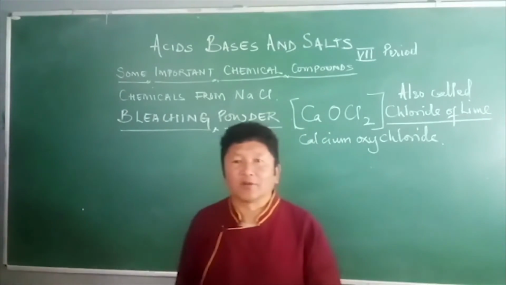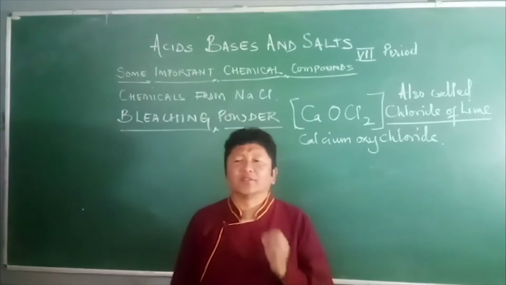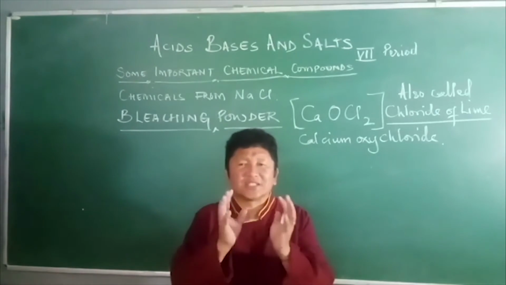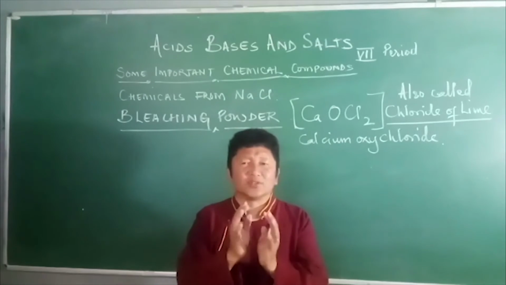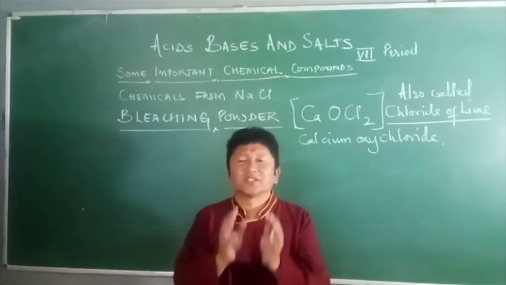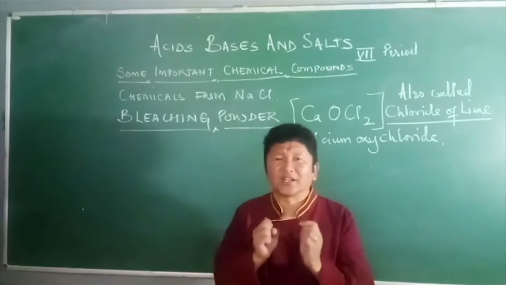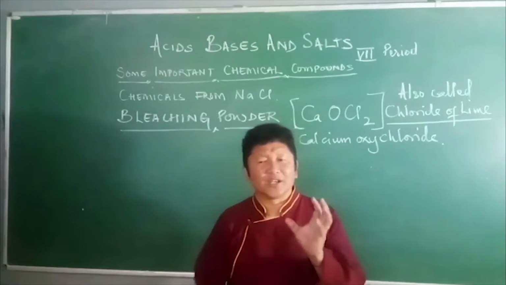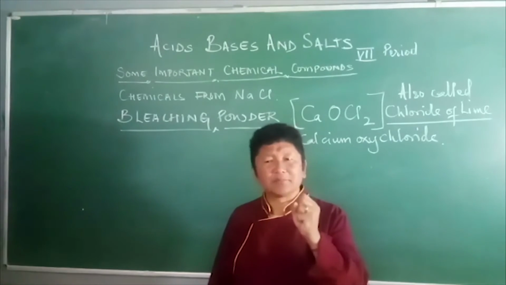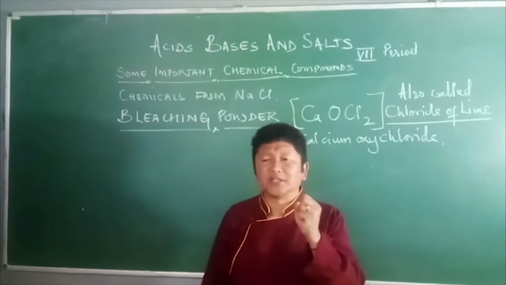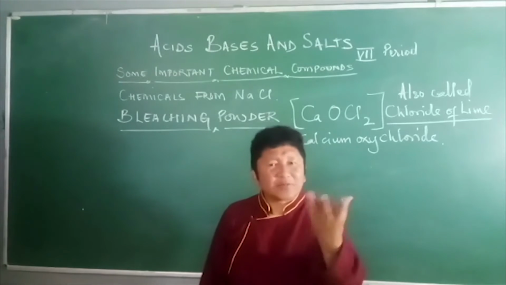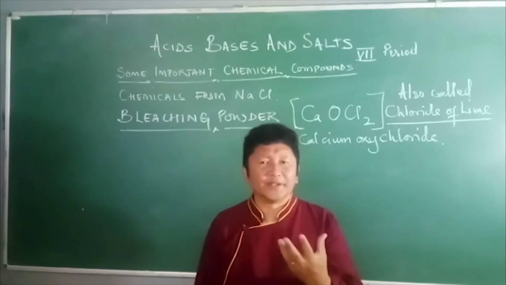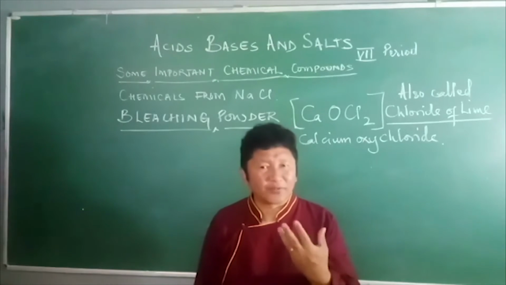Chloride of lime is a solid substance, and the color of this solid is yellowish white. Bleaching powder gives a very strong smell of chlorine.